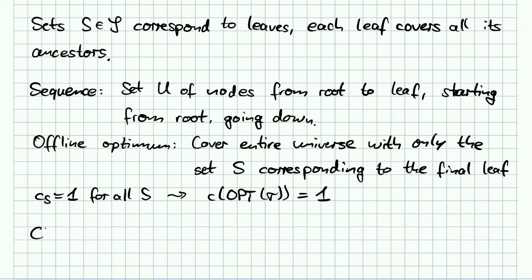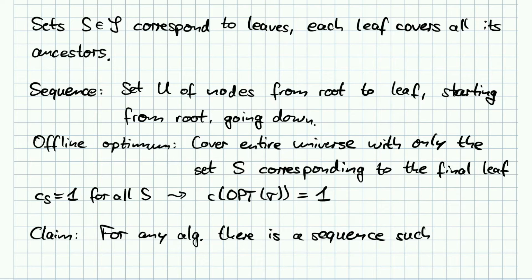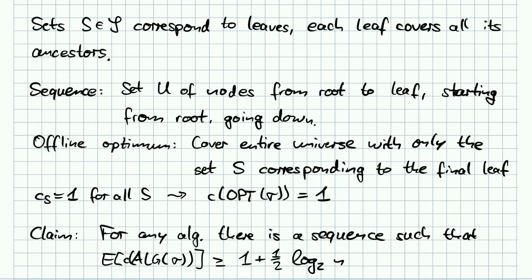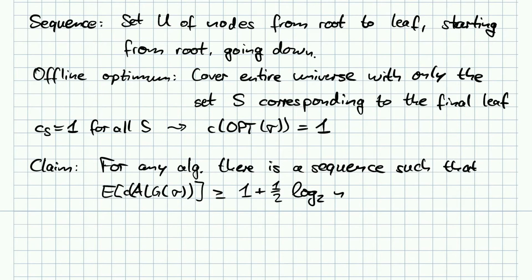But what is now our claim? Our claim is that for any algorithm there is always a sequence such that the expected cost of this algorithm on the sequence is at least 1 plus a half times log to the base of 2 of n. And this is true even for every randomized algorithm.